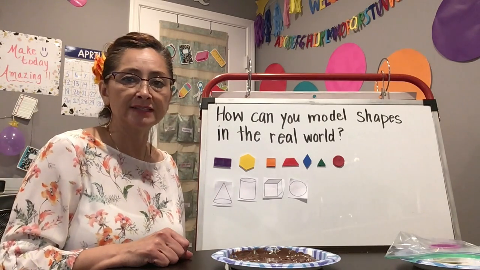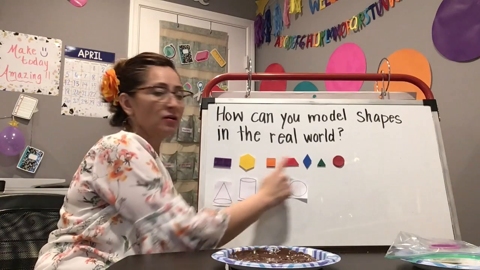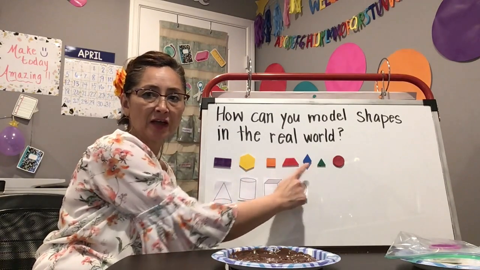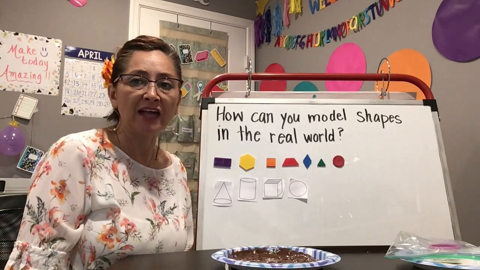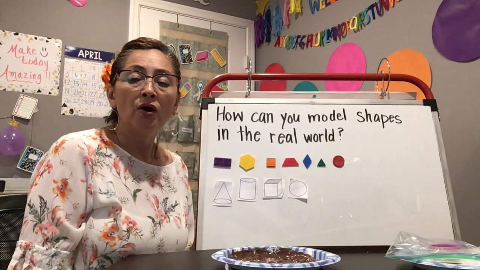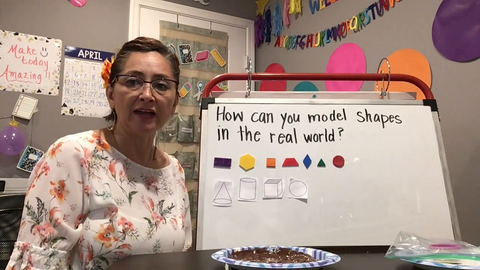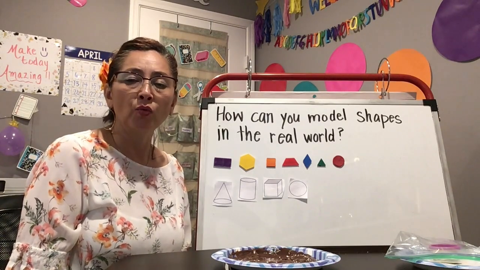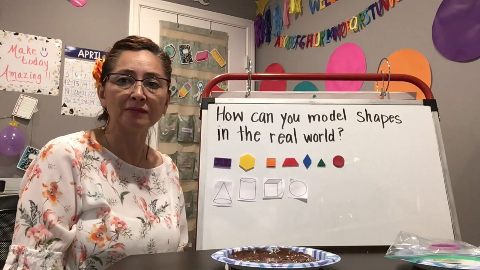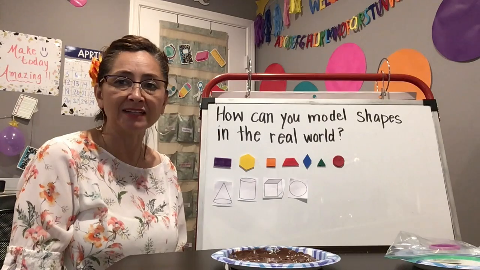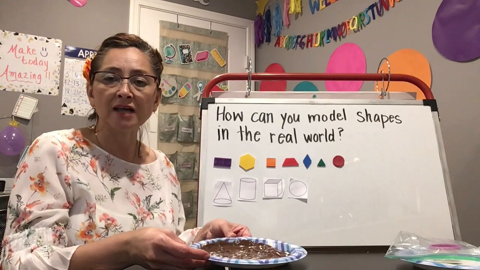Now, remember what our essential question was. How can you model shapes in the real world? So we're going to take a look at these plane shapes here that we already named and looked at. And we're going to think about a way that we can model those shapes. Now, we talked about these plane shapes being flat. So we need to remember that when we try to think about which ways we can model these shapes. So some of the ways that we could think about these shapes is that since we know they are flat, then maybe we could use a flat surface to be able to show some of those shapes.